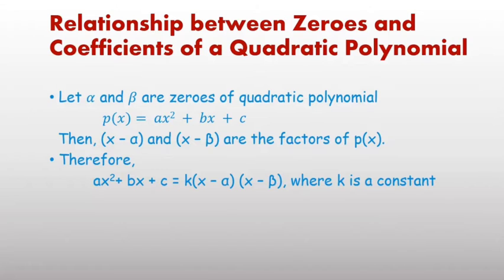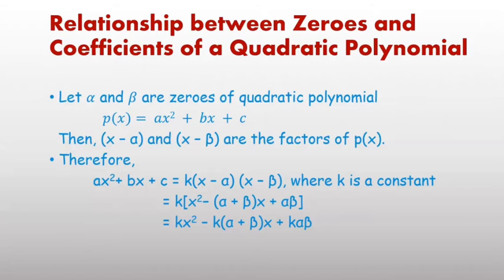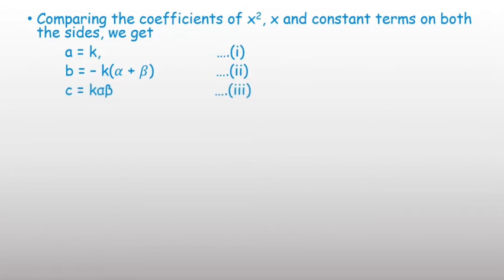equal to k into x minus alpha into x minus beta, where k is a non-zero constant. If we open the bracket and simplify, we will get kx square minus k into alpha plus beta into x plus k alpha beta. Now, comparing the coefficients of x square, x and constant term on both sides, we will get the values of a, b, c as a equal to k, b equal to minus k into alpha plus beta, and c equal to k alpha beta.